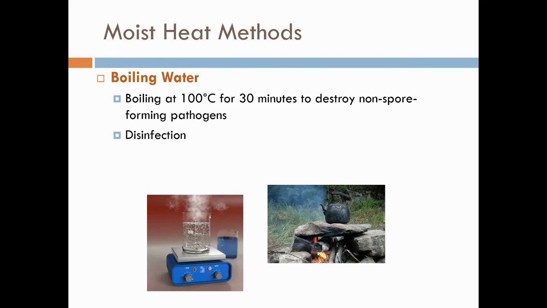I can look at moist heat methods by comparing these methods. Boiling water. So if I boil water at 100 degrees for 30 minutes, it will destroy non-spore forming pathogens. This is disinfection.